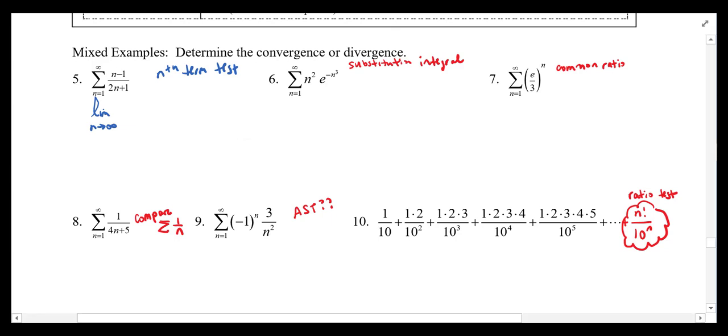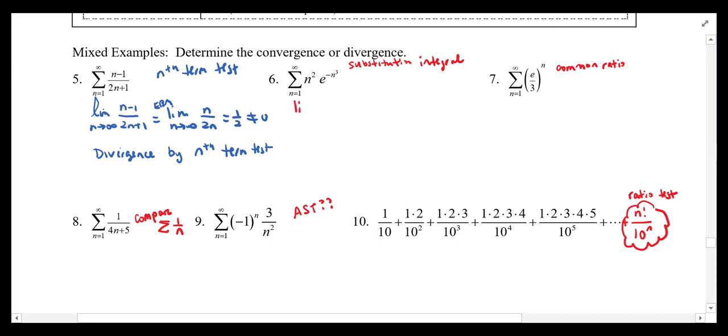Nth term test. That just simplifies, by the n behavior model, to n over 2n, which equals 1/2. That is not equal to 0, so this is divergent by the nth term test.